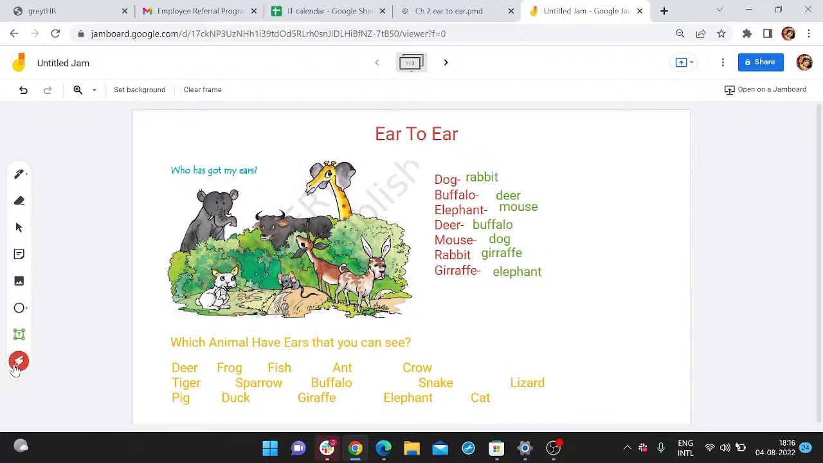Also, you can explore the ears of different animals. So if you come across any other animal except for these, you can explore the ears and you can write in your notebook what kind of ears.